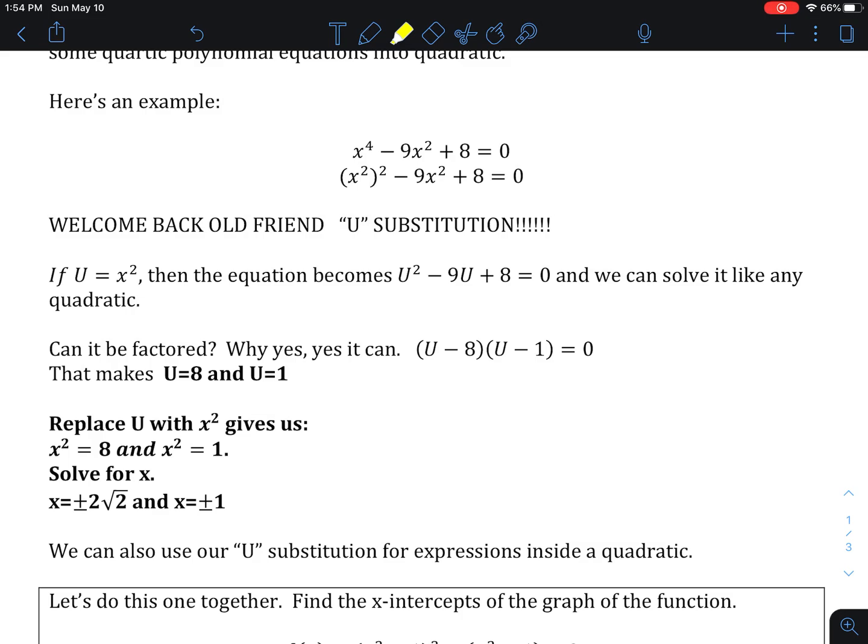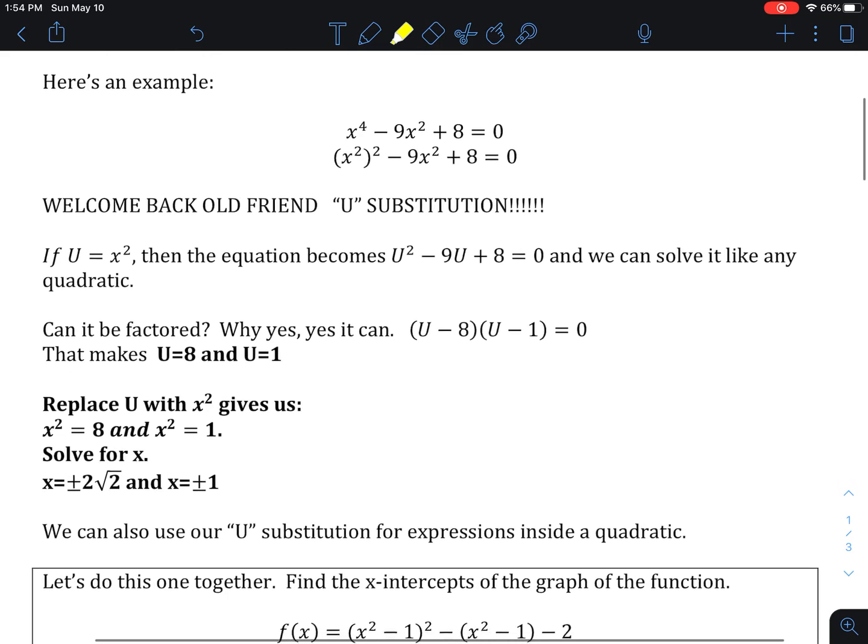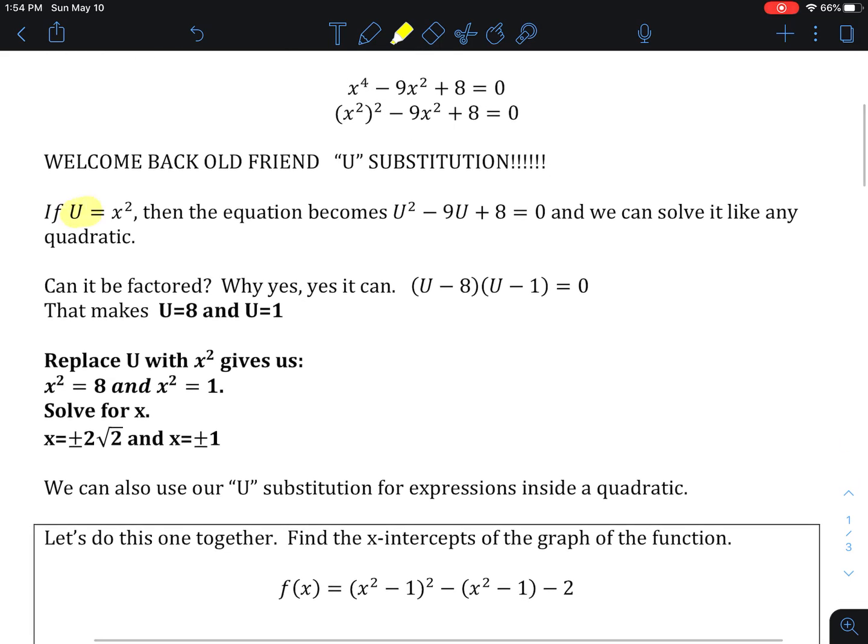So if x squared squared is the same thing as x to the fourth, then if we let u equal x squared, then the equation x to the fourth minus 9x squared plus 8 equals 0 could become u squared minus 9u plus 8 equals 0. All right? And then once it's written like this, we can solve it like it was any other quadratic.